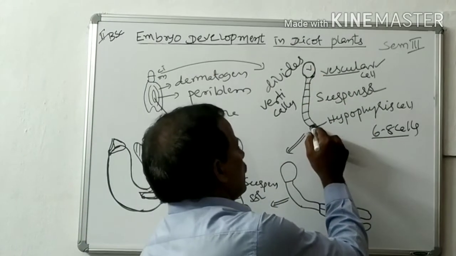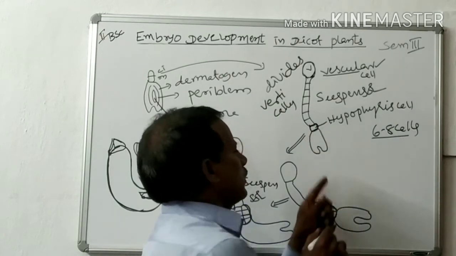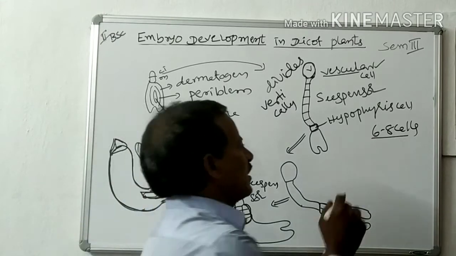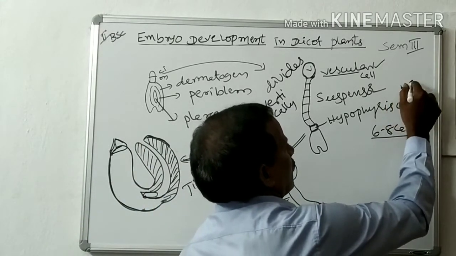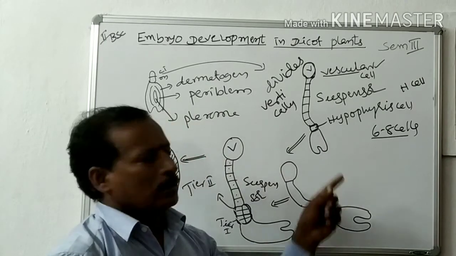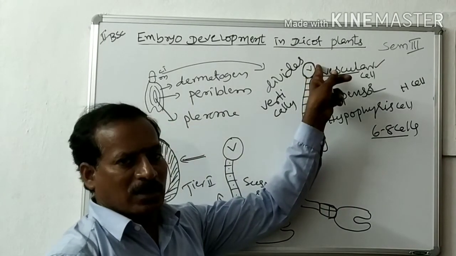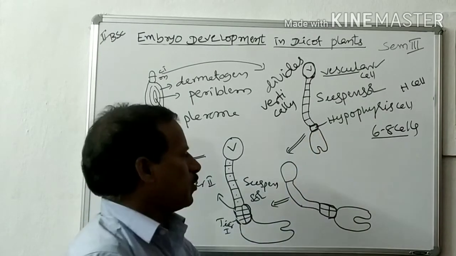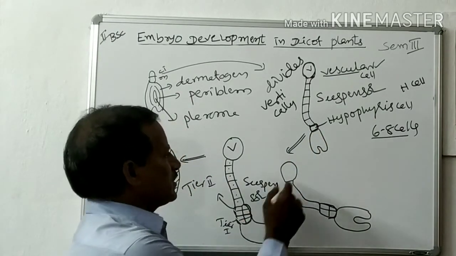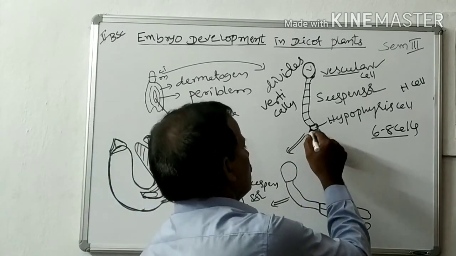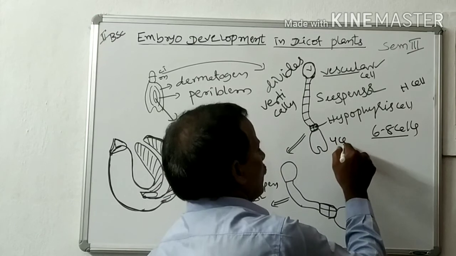And the lowermost cell is attached to the embryo. That is considered as a hypophysis cell or an H cell. Understand? So the first one is the vesicular cell and the last cell is the hypophysis cell. The hypophysis cell divides longitudinally and vertically, giving rise to 4 cells.